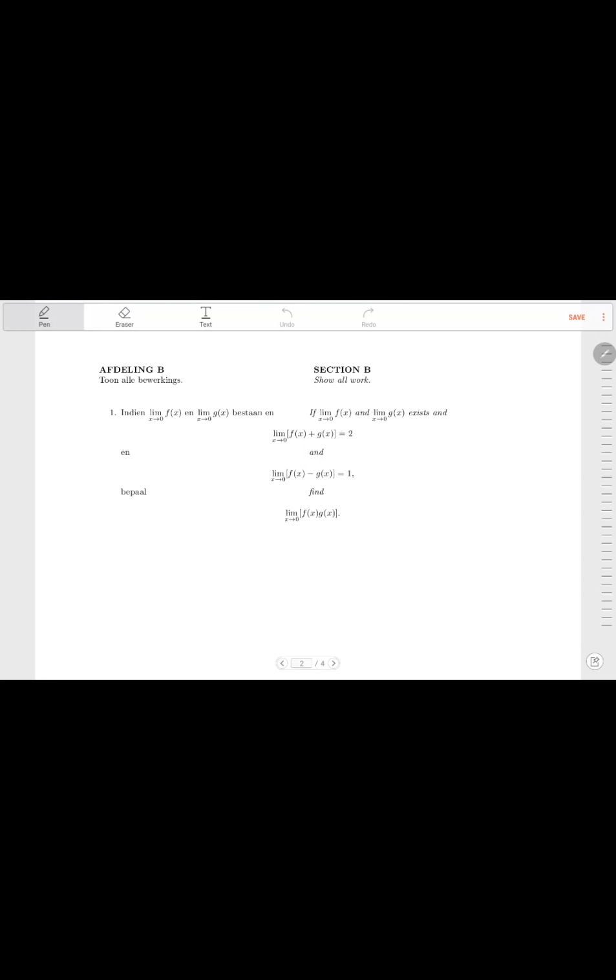Hi guys, so this is the second part of the revision video for revision sheet 2, and we are looking at section B. It says show all work.